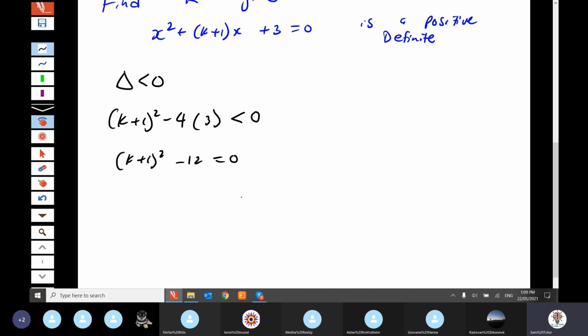Specifically. Yeah, you would have moved the 12 over. So you wouldn't have expanded, only because it's already factorized. So you might as well have done this. K plus 1 equals, move the 12 over and square root it at the same time. And then K equals -1 plus minus root 12. That's the most efficient way. You didn't have to, you could have used your quadratic formula.